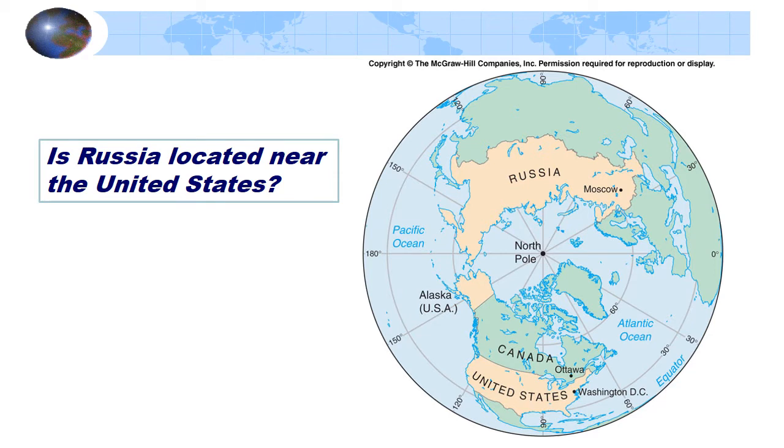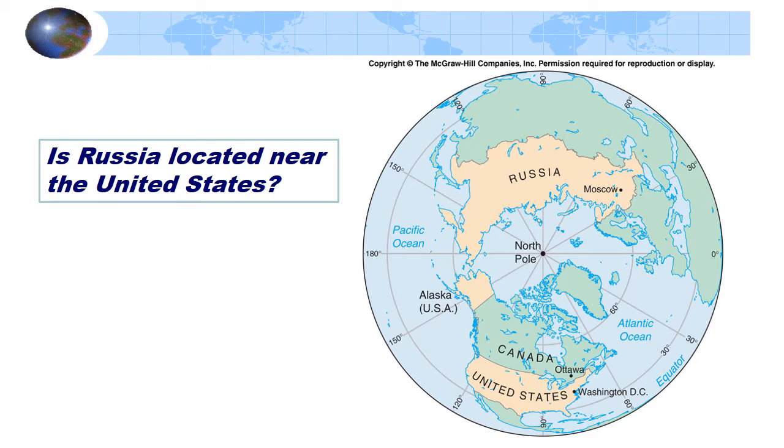Okay, is Russia a neighbor country of the United States? Is the country of Russia a neighbor? Does it border the United States? Well, you'd have to say no. It does not share a land border with the United States in the same way as Canada and Mexico do, but it does come pretty close.